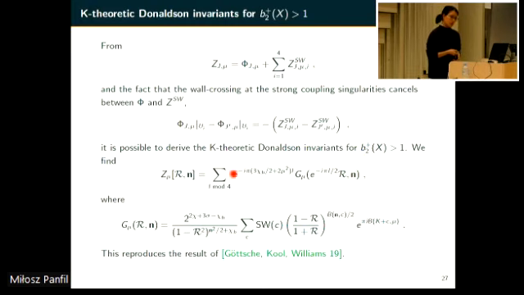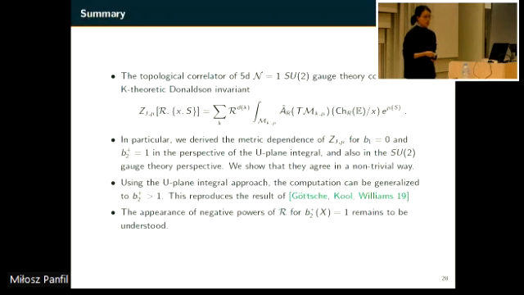For example, this can be written as a sum over the contributions from the singularities here, where G_mu is essentially the contribution from the sum of Seiberg-Witten invariants, okay? You can check that this precisely produces the recent result of Göttsche, Kool, and Williams. Okay, so this is the conclusion, summary.